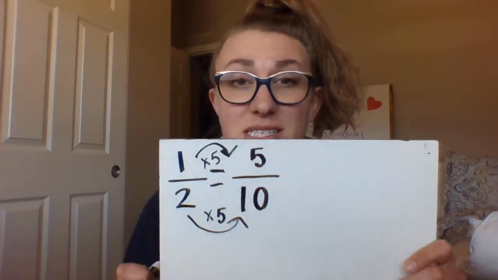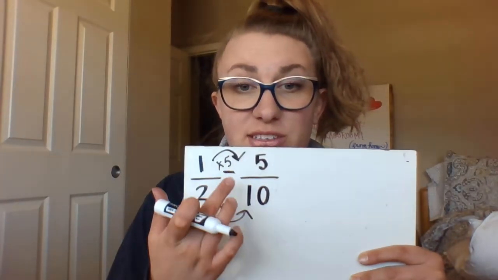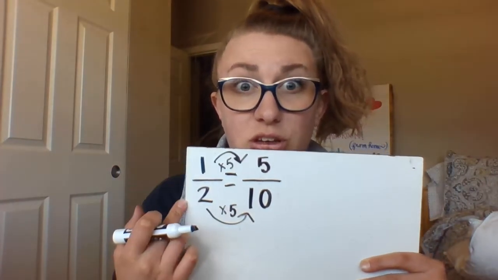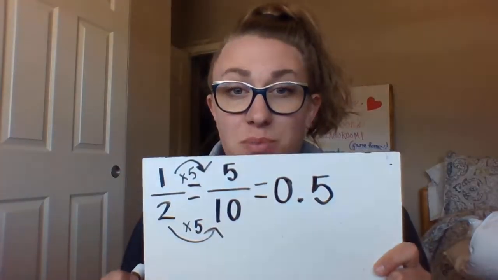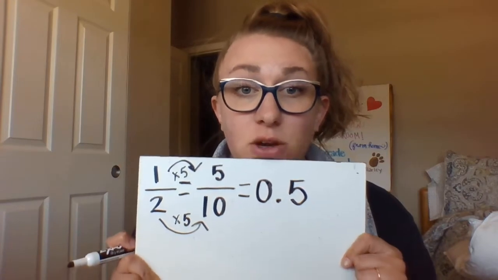So 1/2 is the same thing as 5/10 because 5 is half of 10, 1 is half of 2. Now we know how to write tenths as decimals. We're going to write 0.5. Easy peasy lemon squeezy? I hope so.